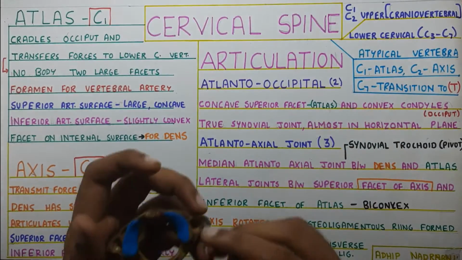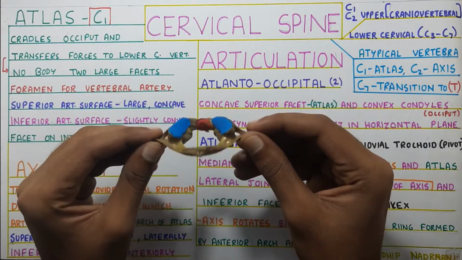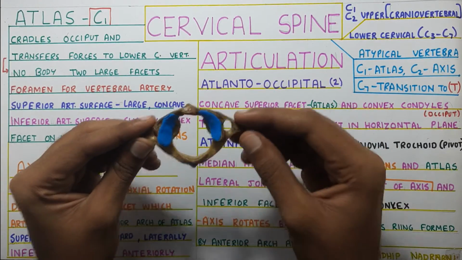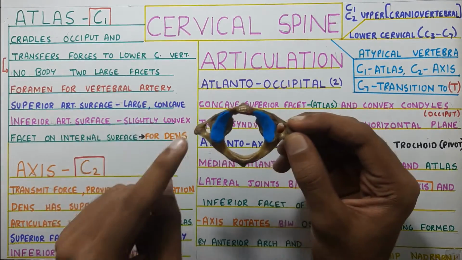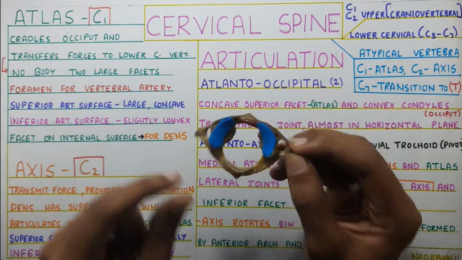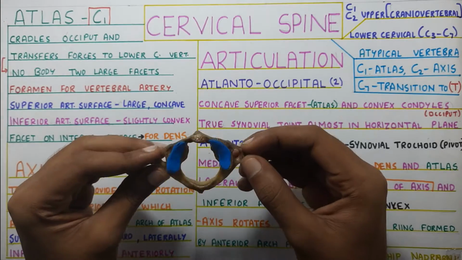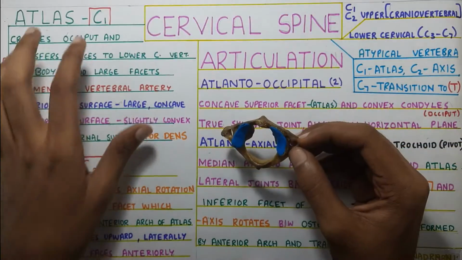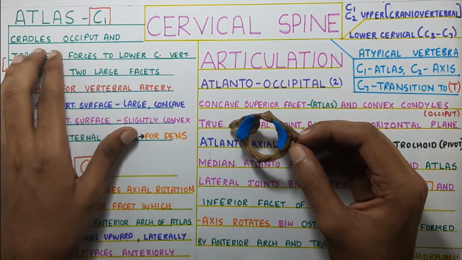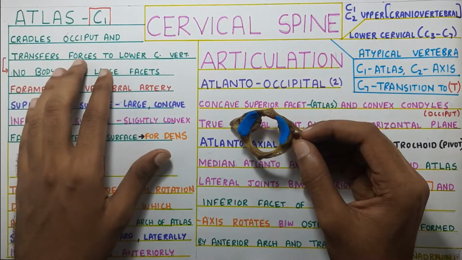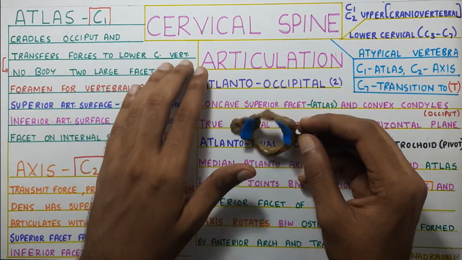Now let's look at the atlas first. So this is your atlas. As you can see, the atlas has no body, and in the transverse process over here, there is a hole. Also the spinous process is not prominent at all, right? So it's very different from a typical vertebra that we see. The atlas's function is to cradle the occiput and transfer the forces to the lower cervical vertebra.